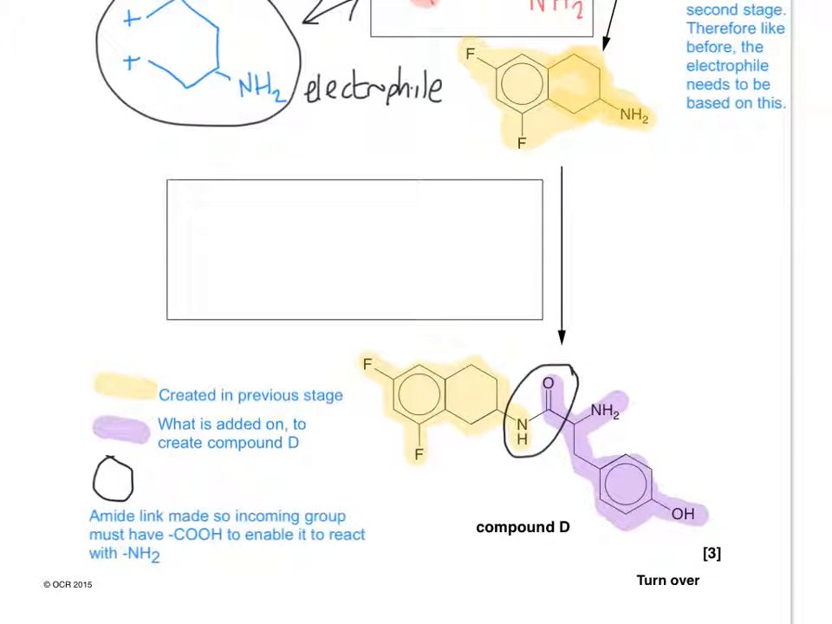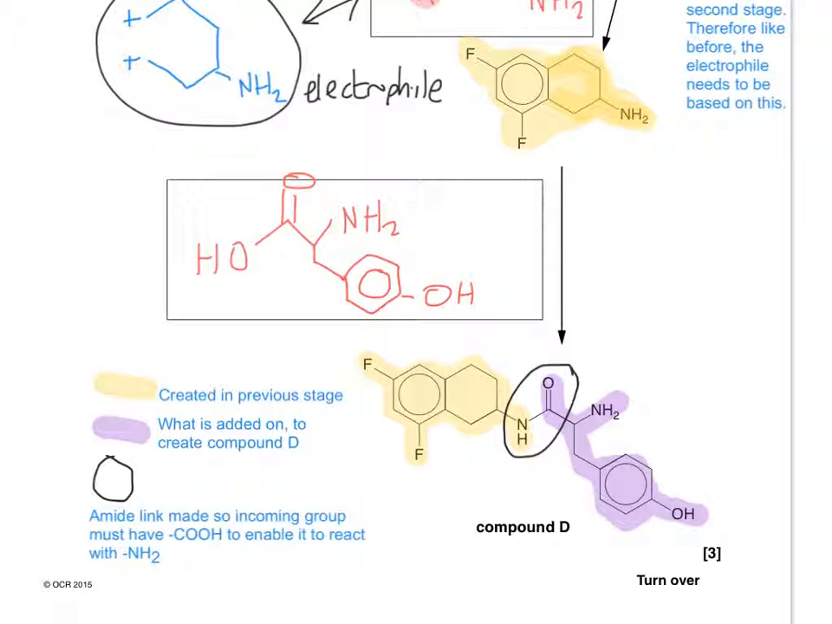So the functional group that's reacting on the yellow highlighted compound that we've just made is the NH2 group. So if it's an NH2 group that's reacting, whatever is coming in to react with it to create the circled amide link would have to have a COOH on it somewhere. So all you have to do here, and I think most people managed it, is to actually take the purple part and convert the end bit that's circled into a COOH, which will give you something like that.